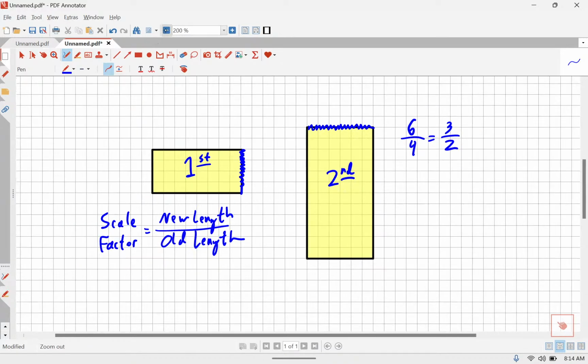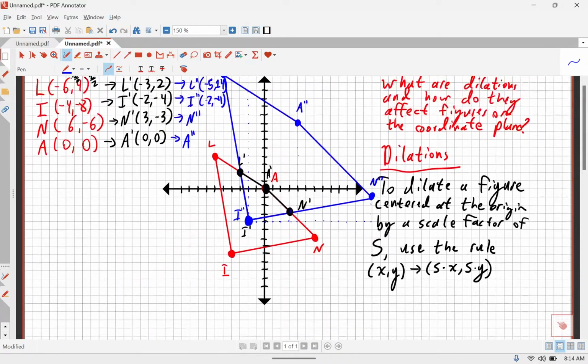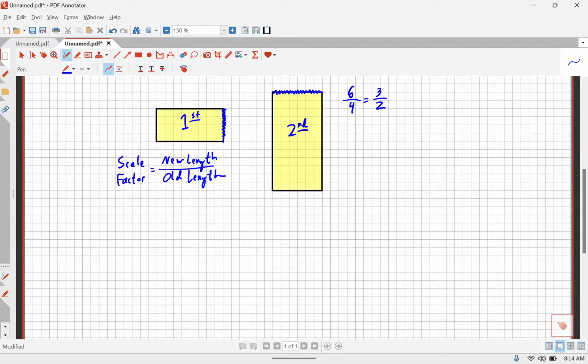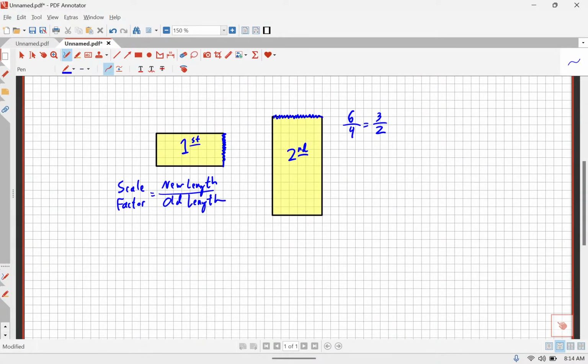So what I need you guys to be able to do is to be able to dilate things from the origin by multiplying the old coordinates by your scale factor. I need you to be able to dilate from places that are not the origin by counting the spaces and then multiplying those spaces by the amount that we're looking for. I need you to be able to identify the scale factor given two figures that are what we call similar, but we'll get into similarity a little bit more tomorrow. Whew, that's a lot, but that's okay. We got time to practice, guys.